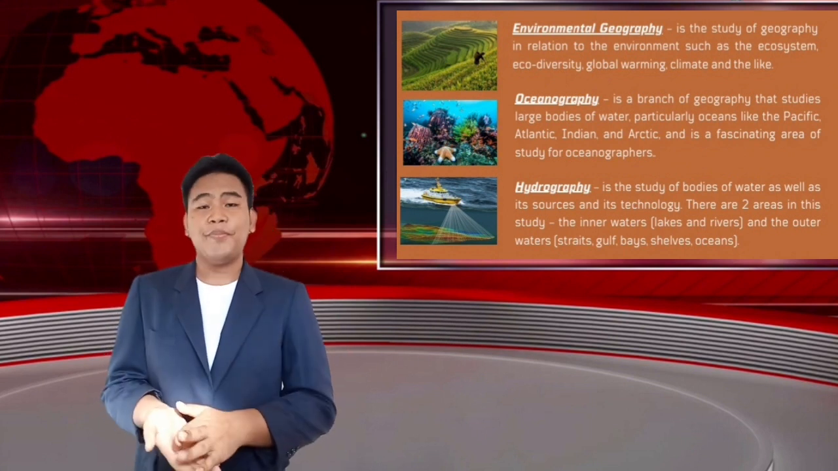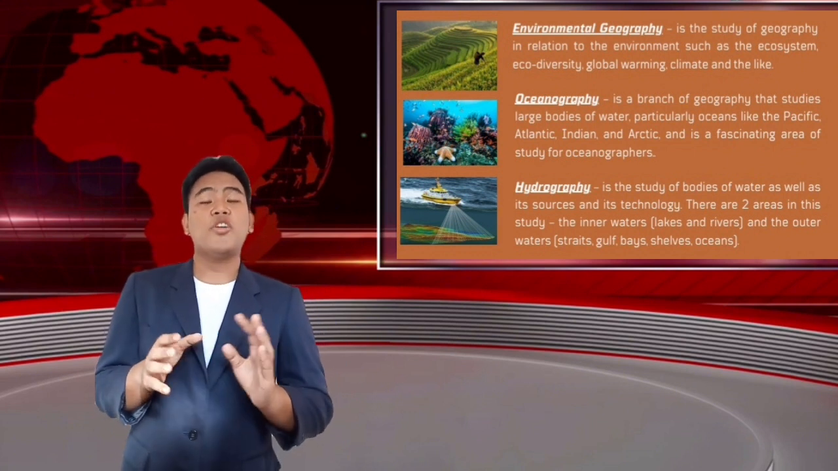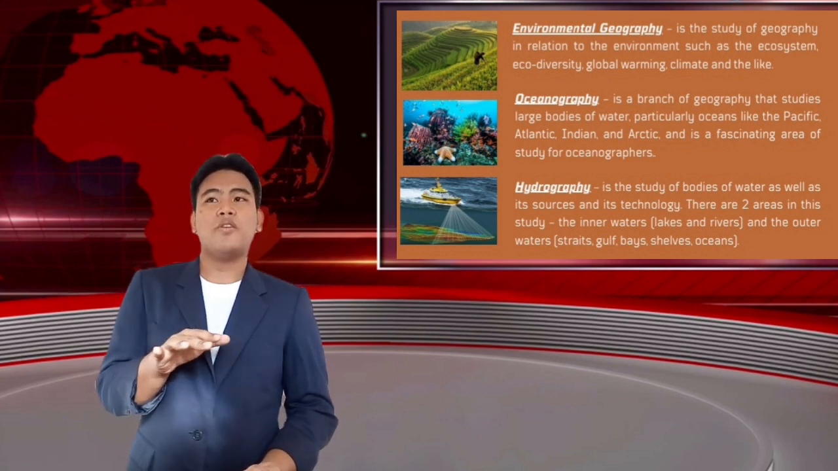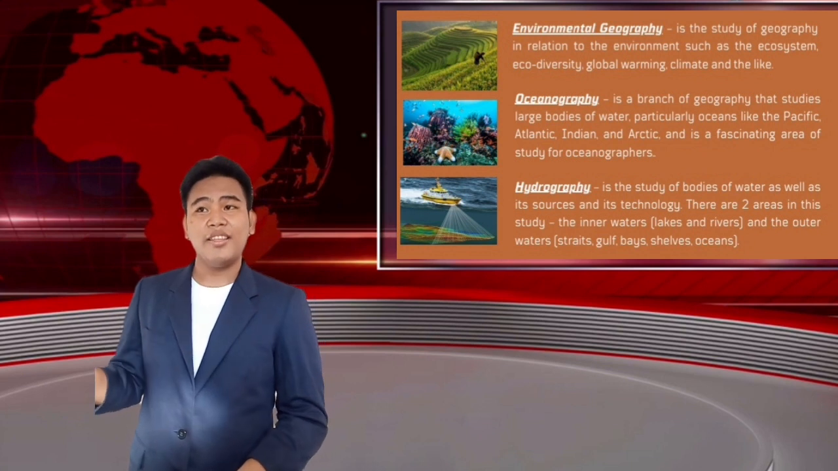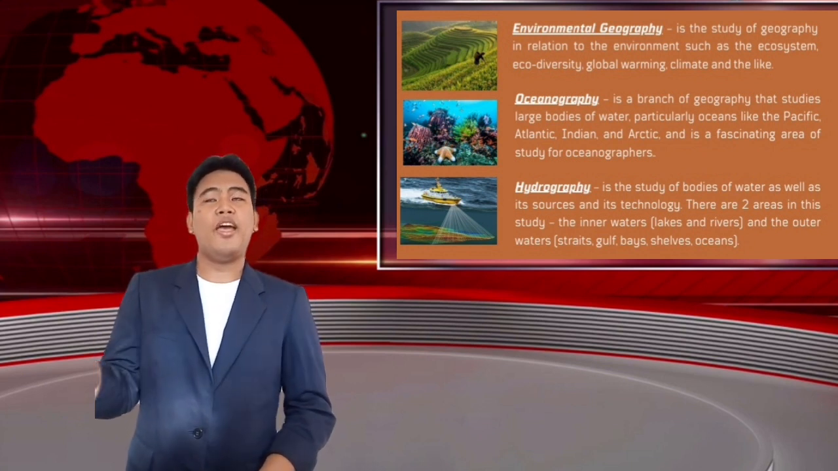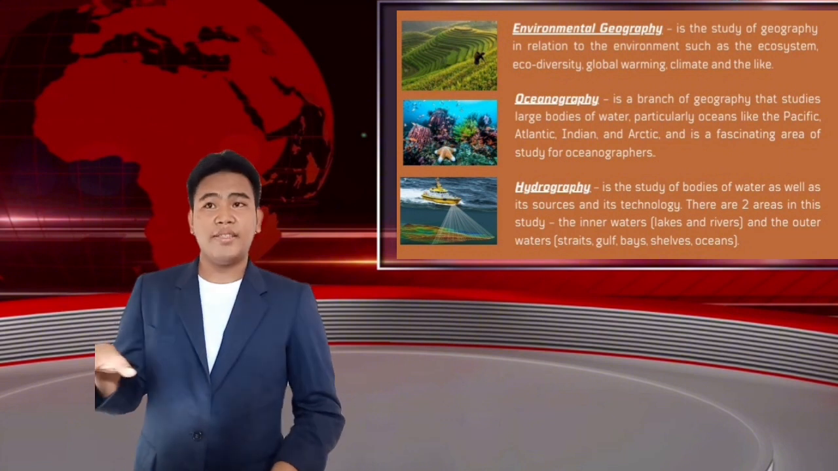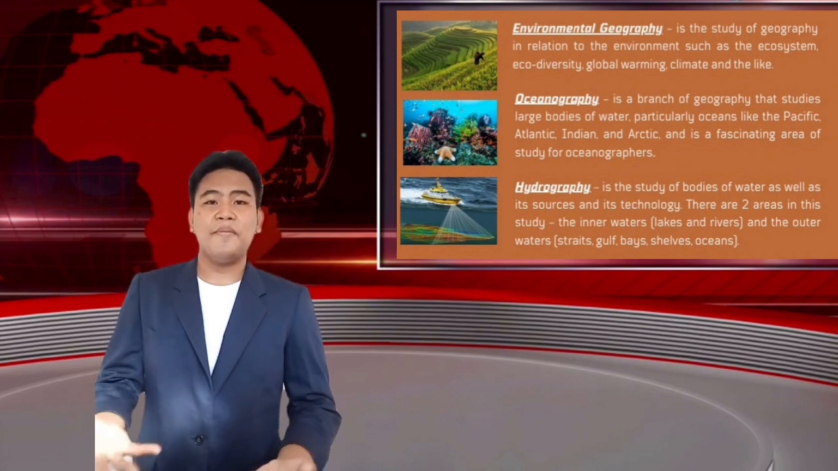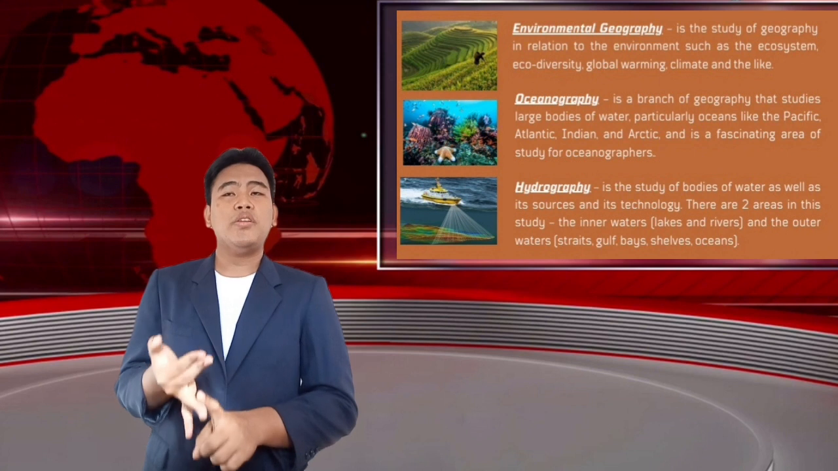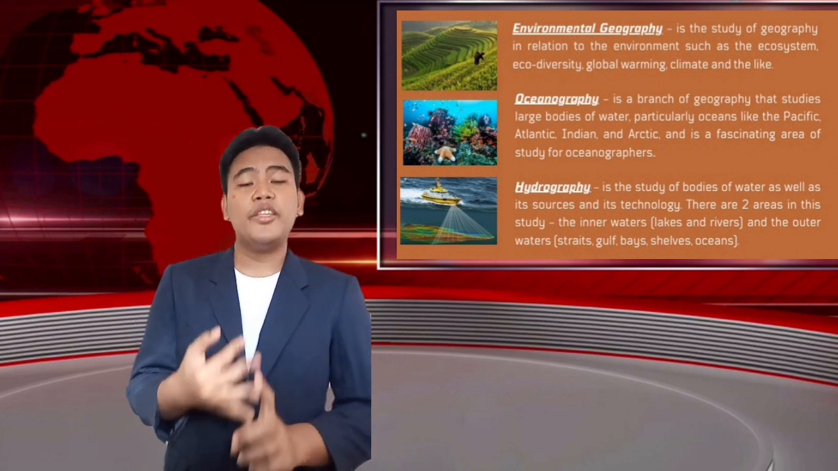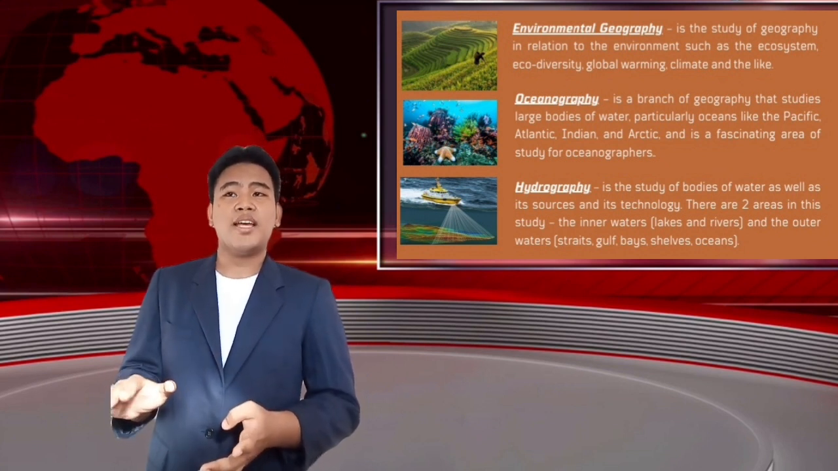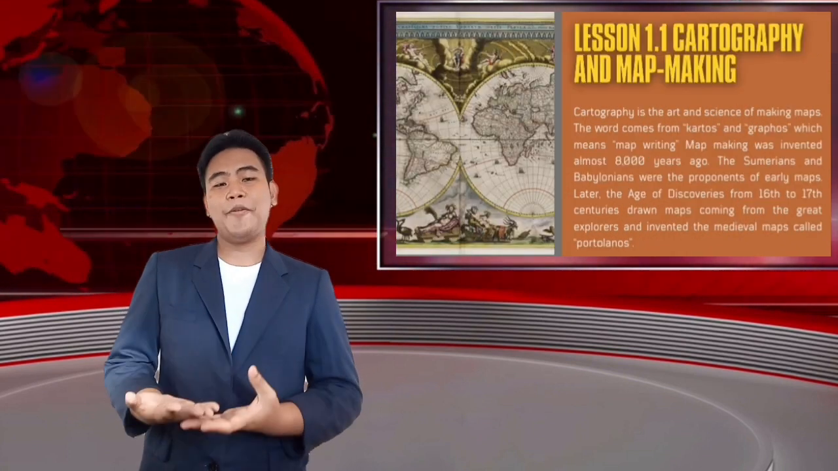Oceanography is more focused on the ocean floor. It is the study of the most common species in the deep sea, or how the ecosystem of the sea is, how rich it is, or whether the ocean floor is healthy. Hydrography is used to determine the status or the problems of bodies of water. Let's move on to our next topic, which is cartography and map making.